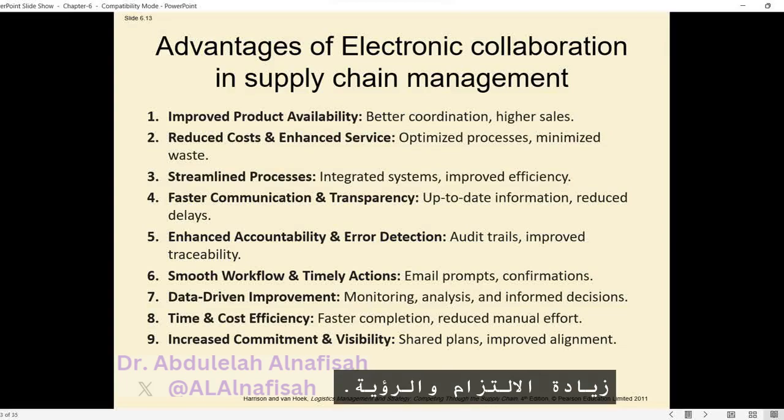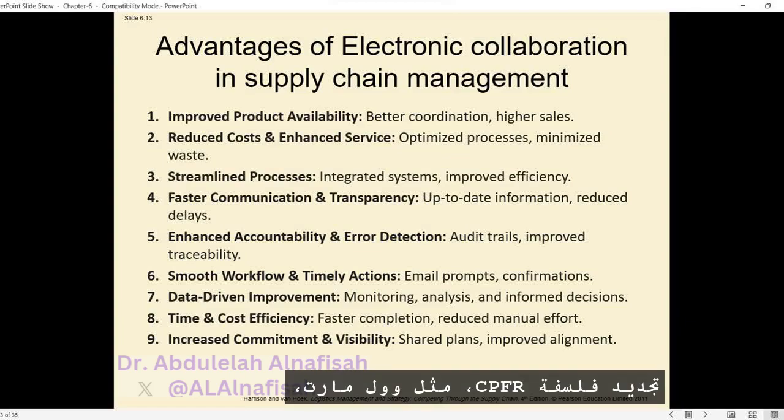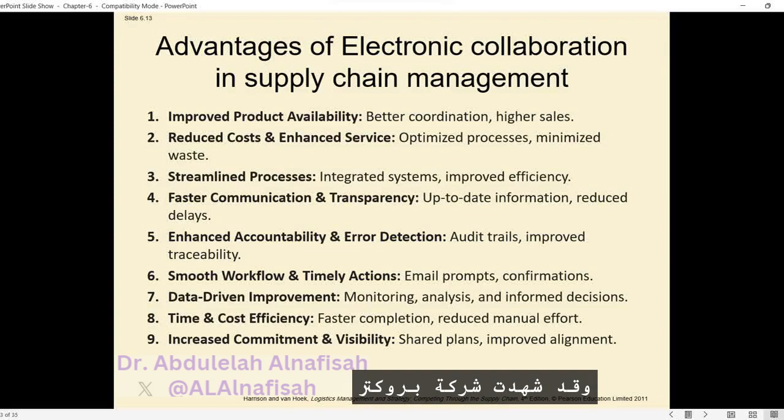9. Increased commitment and visibility. Collaborative systems foster shared plans and objectives among trading partners, leading to increased commitment. Changes and updates are immediately visible to all stakeholders, enhancing transparency and alignment. Companies adopting the collaborative planning, forecasting, and replenishment (CPFR) philosophy, such as Walmart, Sara Lee, and Procter & Gamble, have experienced benefits like improved sales, reduced inventory levels, shorter replenishment cycles, increased supply chain visibility, and enhanced forecast accuracy.